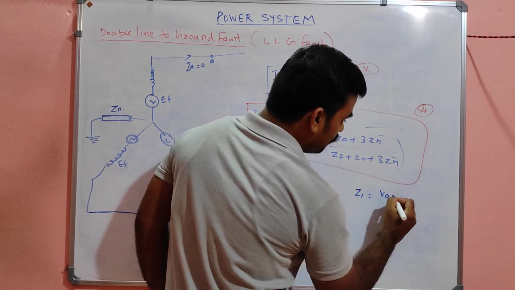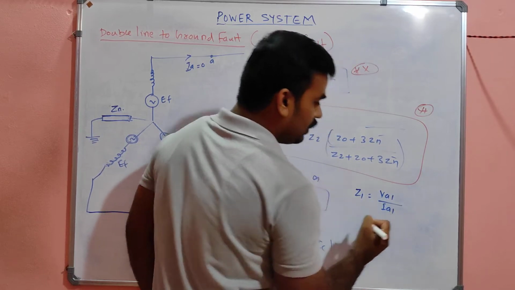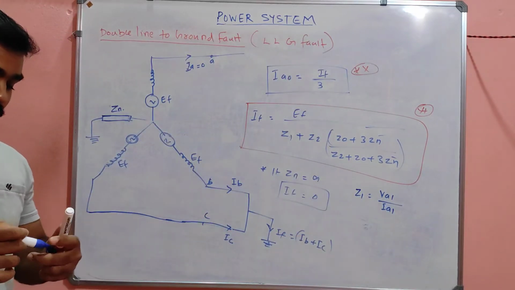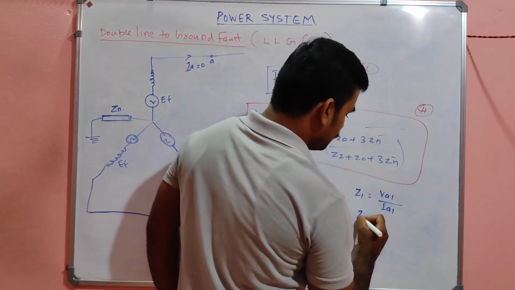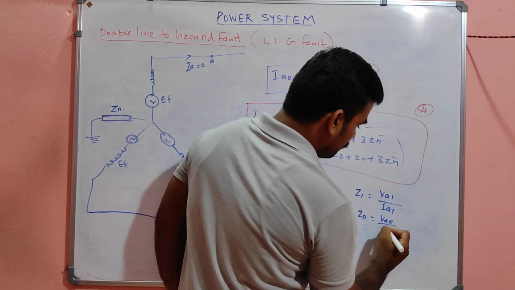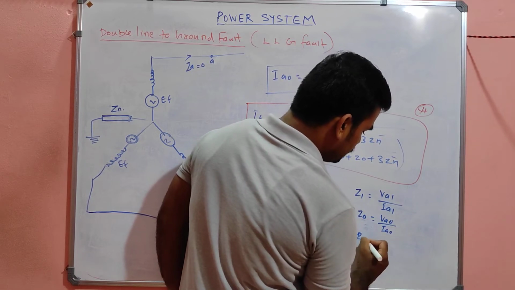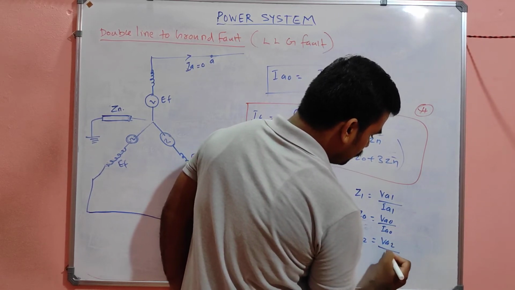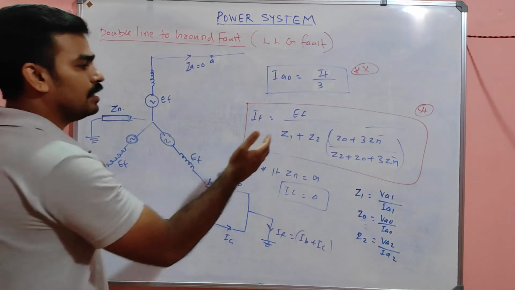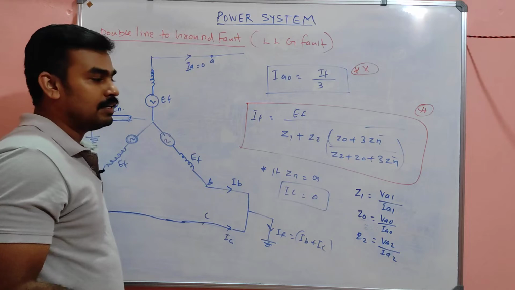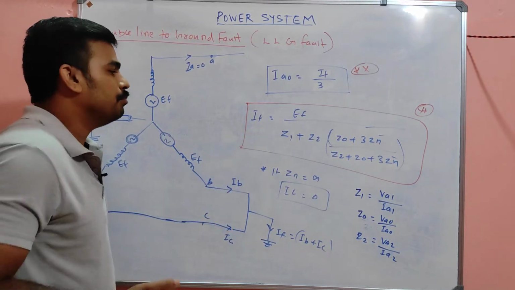Z1 is nothing but VA1 divided by IA1, the positive sequence voltage divided by the positive sequence current. Z0 is VA0 divided by IA0. Z2 is VA2 divided by IA2. So these are the positive, negative and zero sequence components, and Zn is nothing but the neutral impedance.